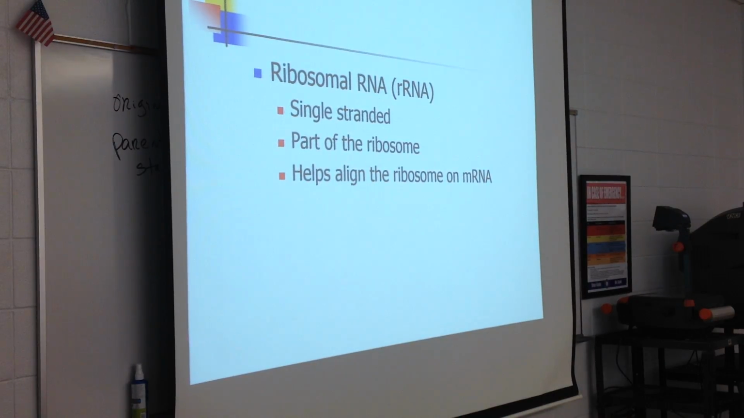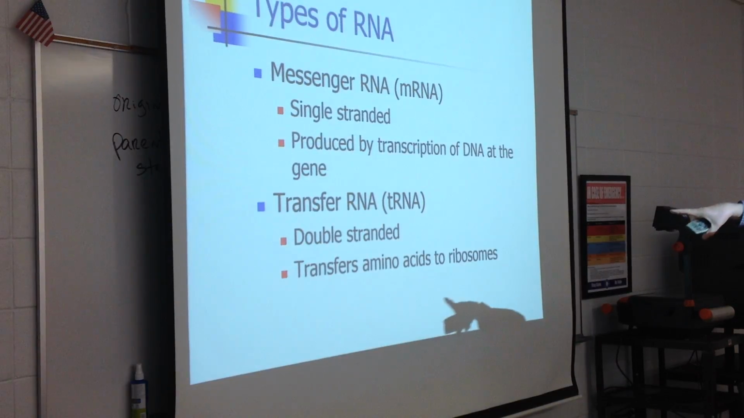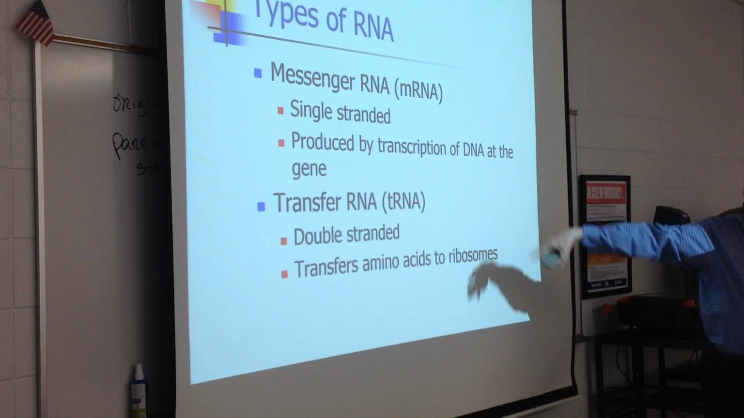Okay, so we've had messenger RNAs. Those are made in the nucleus. They go out to the cytoplasm and link up with the ribosome. Ribosomal RNAs are part of a ribosome and help align the messenger RNA with the ribosome. And then, if we go back, there's one more, and that's what's called transfer RNA.